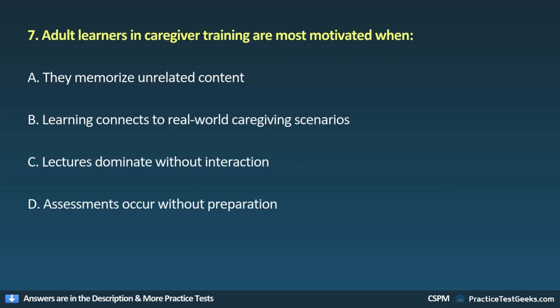7. Adult learners in caregiver training are most motivated when A. They memorize unrelated content. B. Learning connects to real-world caregiving scenarios. C. Lectures dominate without interaction. D. Assessments occur without preparation.